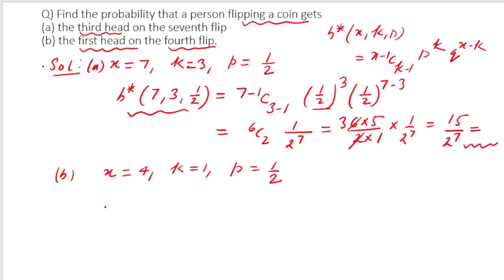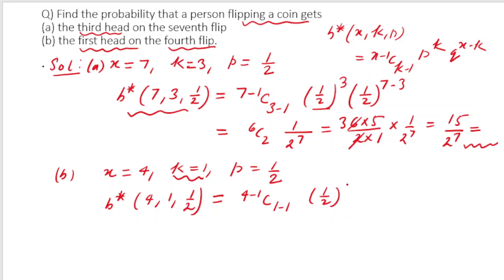So what is the formula here? We have to calculate b star (4; 1, 1 by 2). For k is equal to 1, we will talk about a special distribution, but right now I am not using that term. Now what is the formula? The formula is x minus 1, so that is 4 minus 1 c k minus 1. So k minus 1 is 1 minus 1. Probability of success 1 by 2, and to the power k.